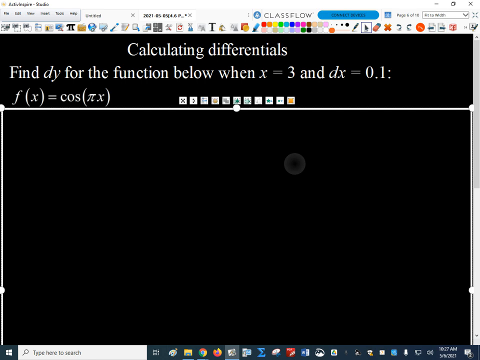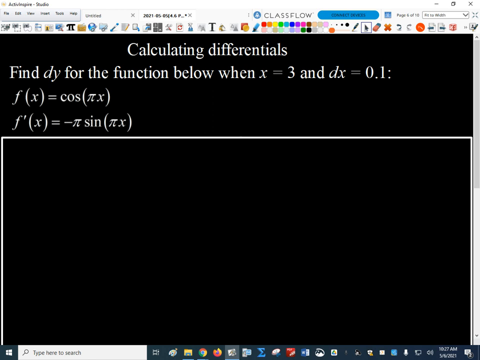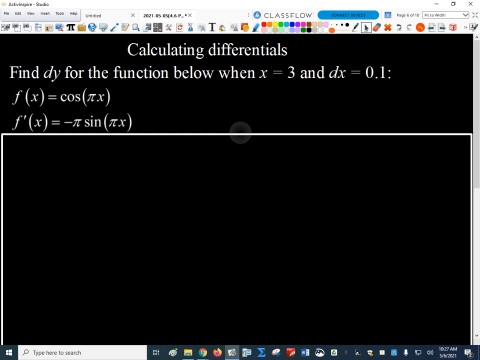All right, so let's take our derivative. First of all, we're going to need the derivative, right? Would everybody agree the derivative of cosine of pi x is just minus sine of pi x times the derivative of pi x, which would just be pi in this case? We'll just put the pi out front. So negative pi sine pi x.